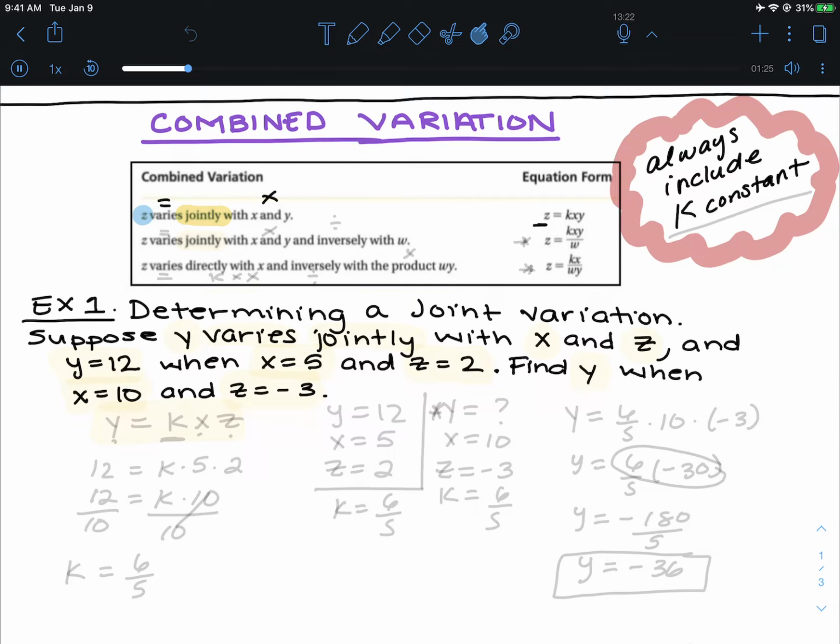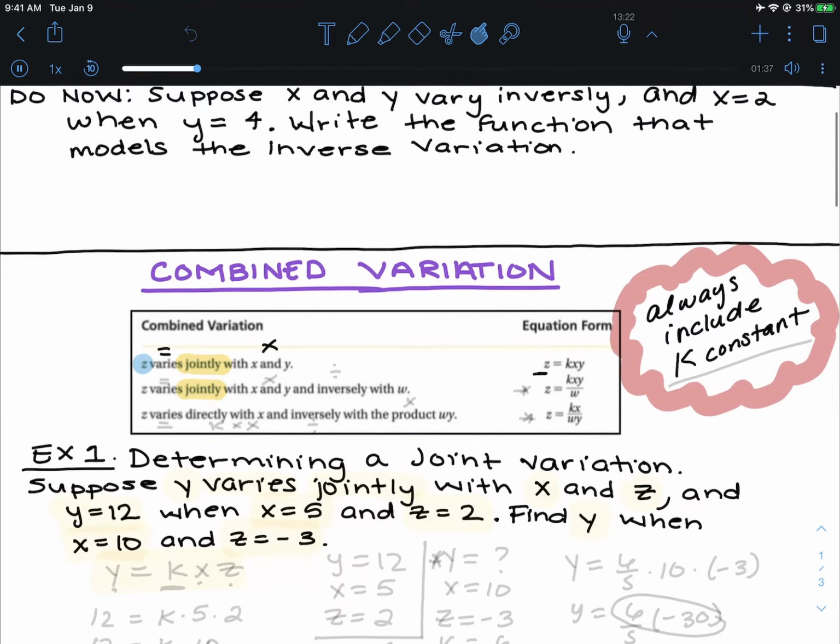Okay, the second one, you get Z varies jointly. So that means that Z equals, because that's what varies means. Varies means equals. So Z equals jointly with X and Y. So jointly means to multiply the X and the Y, and then always include the constant. And then inversely here is going to mean division. So you're going to divide the whole thing by W. So therefore that's how they got this equation right here.